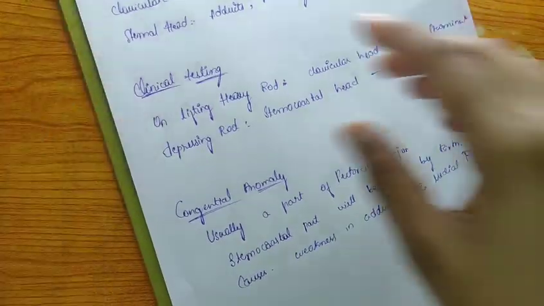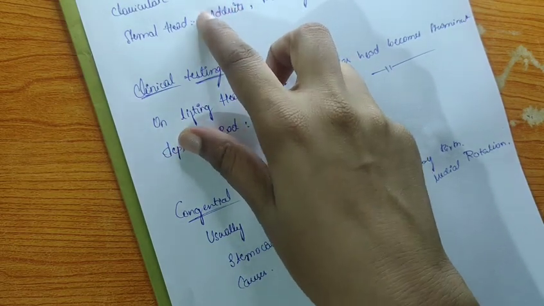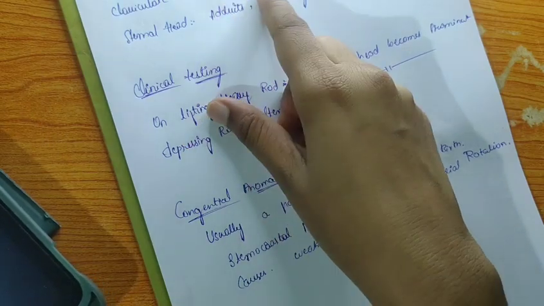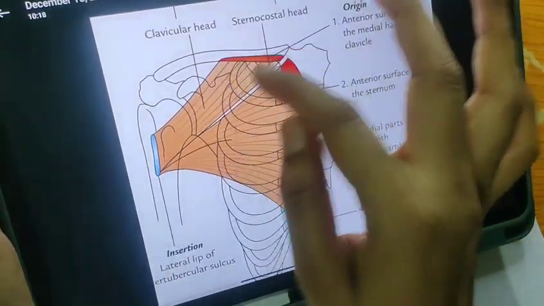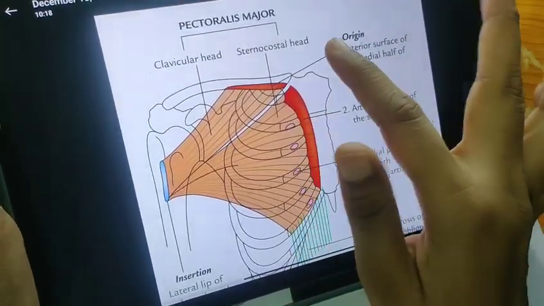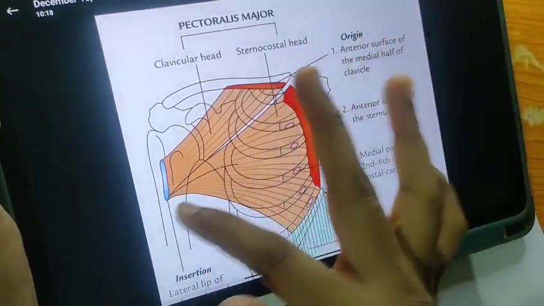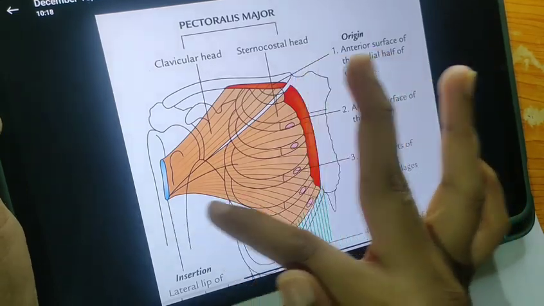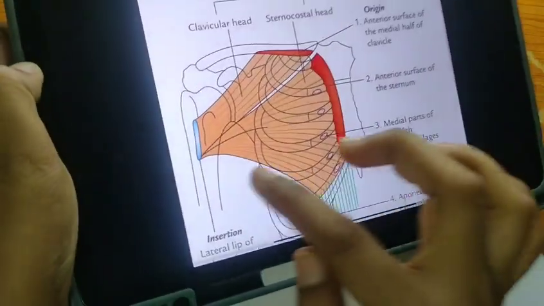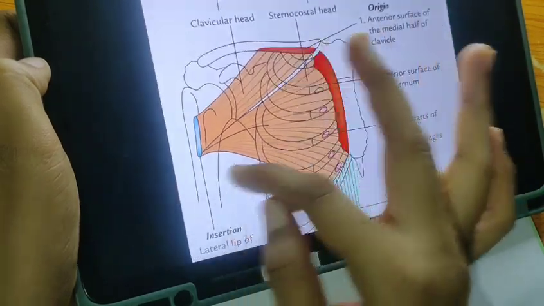Actions of the pectoralis major muscle. Pectoralis major has two heads, clavicular head and sternal head. The clavicular head flexes the arm. As you can see here, it is inserted into the humerus. It flexes the arm, whereas the sternocostal head rotates the arm medially and adducts the arm. Adduction means it brings the humerus close to the ribs. So it adducts and medially rotates the arm.